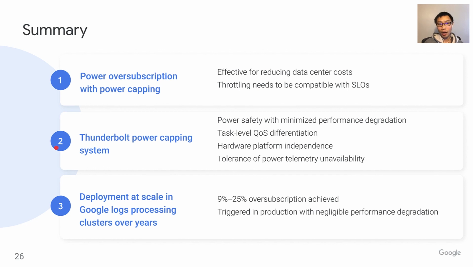In summary, power oversubscription with power capping is an effective way to reduce data center costs, but the throttling needs to be compatible with SLOs. We have developed the Thunderbolt power capping system that achieves power safety with minimized performance degradation, task-level QoS differentiation, hardware platform independence, and tolerance of power telemetry unavailability. We have deployed Thunderbolt at scale in our logs processing clusters over the years and enabled 9 to 25% oversubscription. The system has triggered in production with negligible performance degradation.